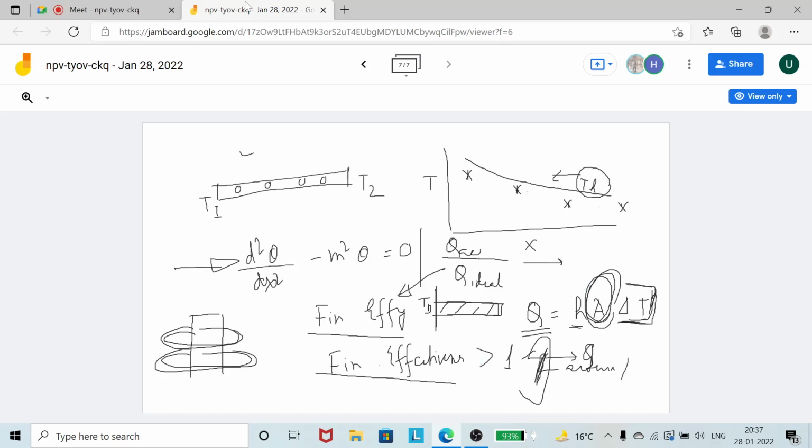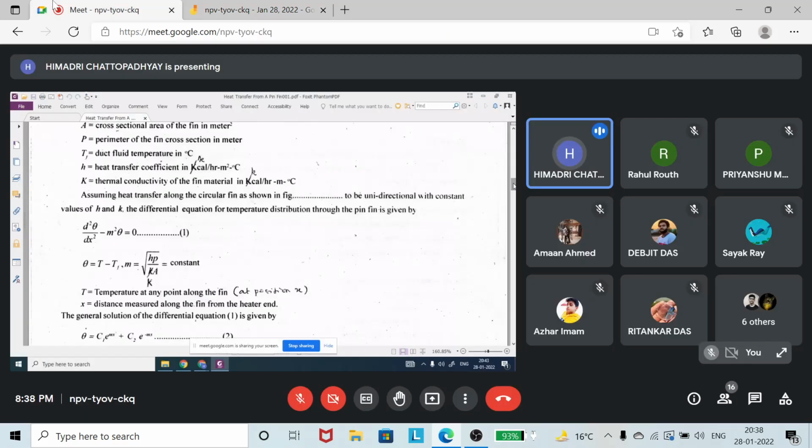But efficiency means how much heat transfer it is actually doing. And had it been everywhere at the same base temperature, had it been flat like this, then what is the heat transfer? That situation is known as Q ideal. So fin efficiency is always within 1, and fin effectiveness must be large, 20, 30, 40. So this you remember. In this lab sheet, what you will see is that there is a setup.